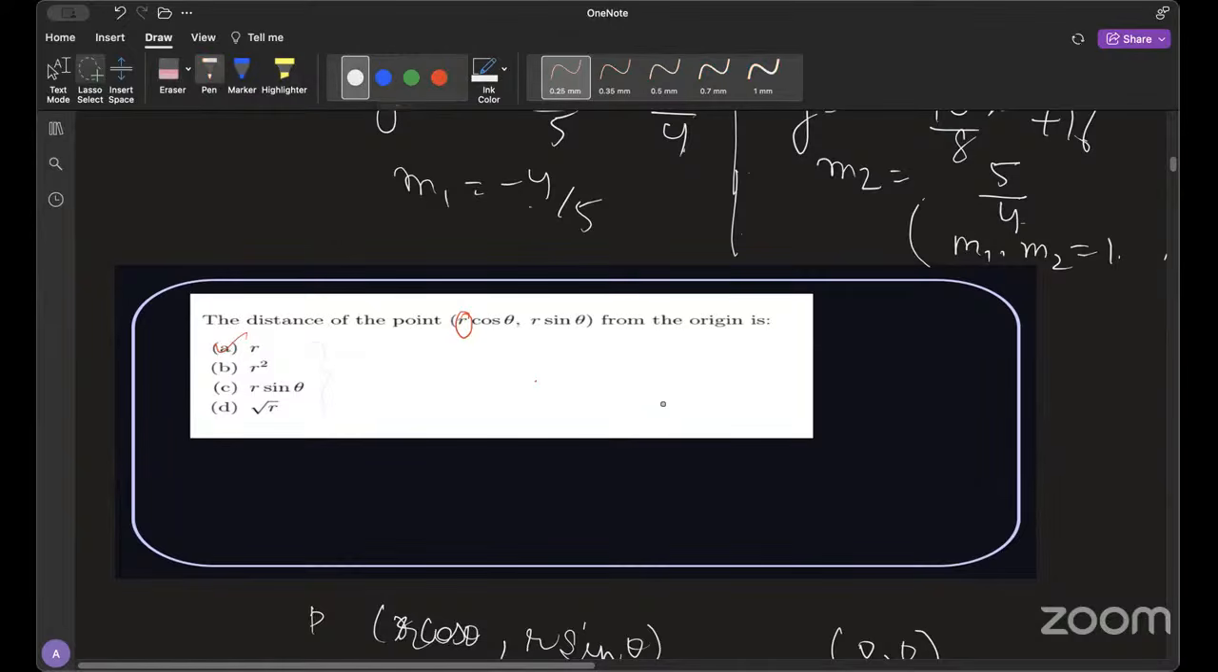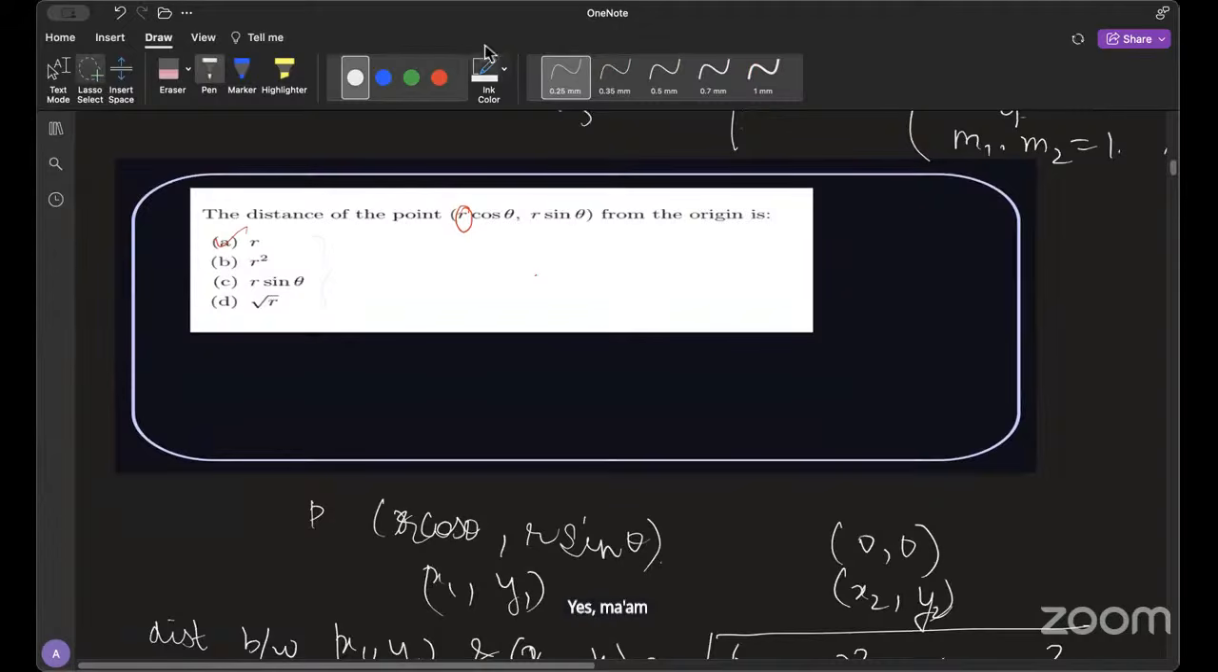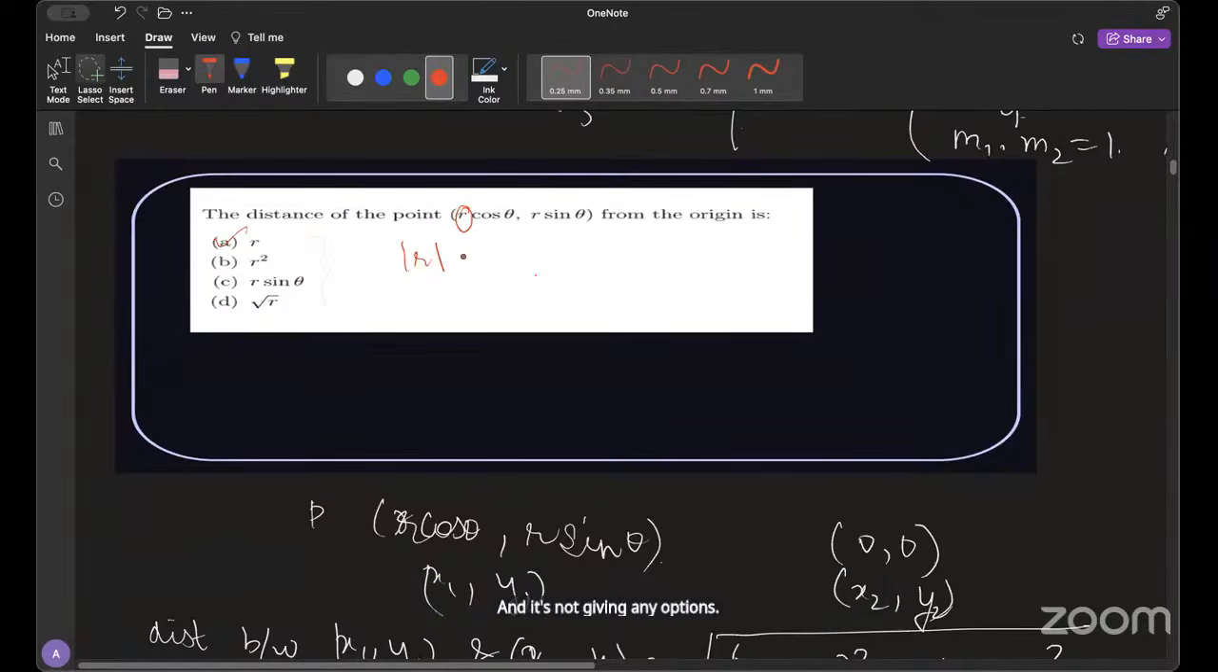Is this fine to everyone? Is this question clear? Yes, ma'am. Actually, none of the options is correct. The correct answer is mod r only, and it's not given in the options. This is the answer.